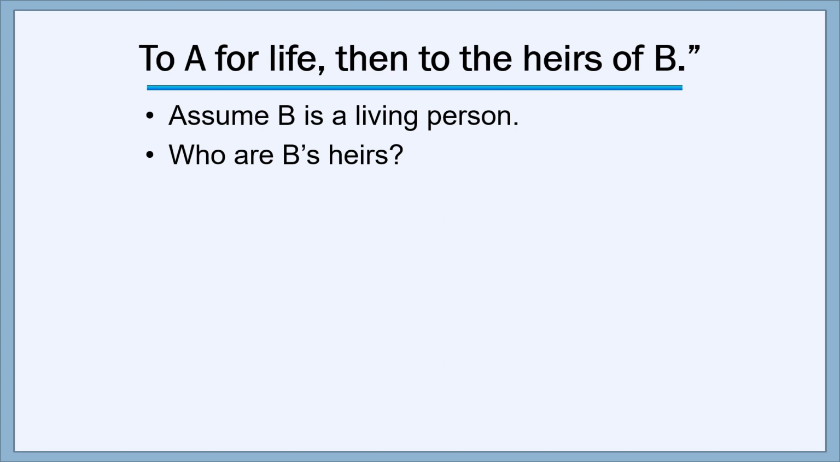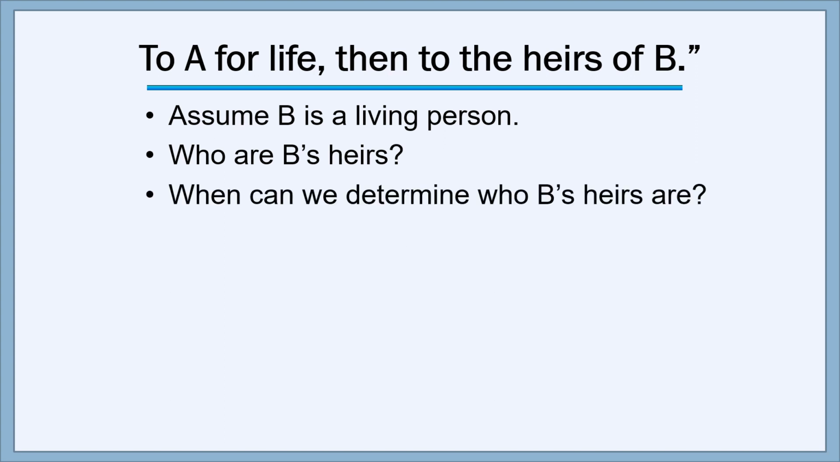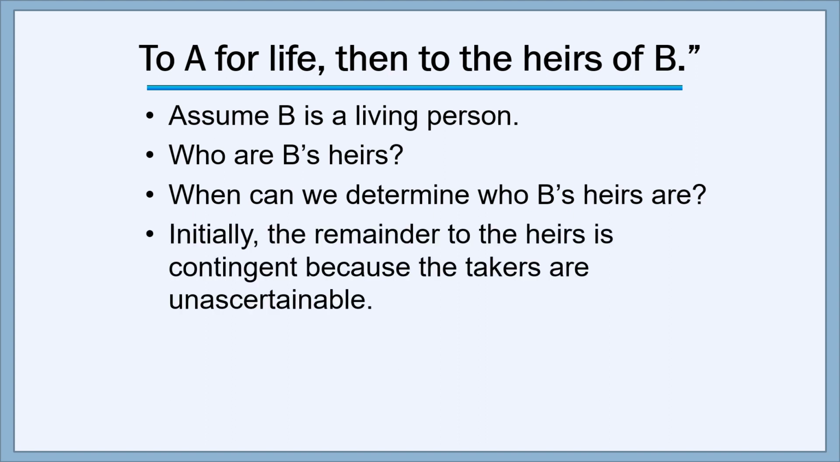But the heirs are determined by a statute, and the statute refers to the people who are living when you die. But of course, if you're still alive, no one can tell which of your relatives will outlive you, and therefore which ones will become your heirs. When can we determine who B's heirs are? Only when B dies. So as long as B is a living person, the heirs are unascertainable, and therefore the remainder is a contingent remainder because those takers are unascertainable.